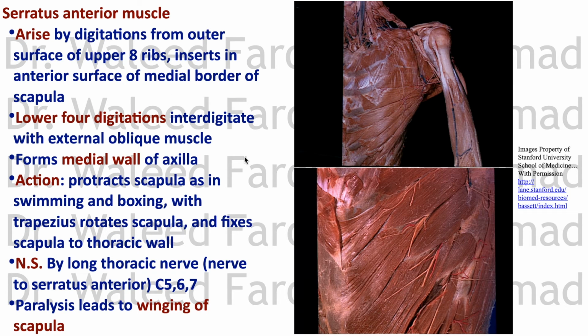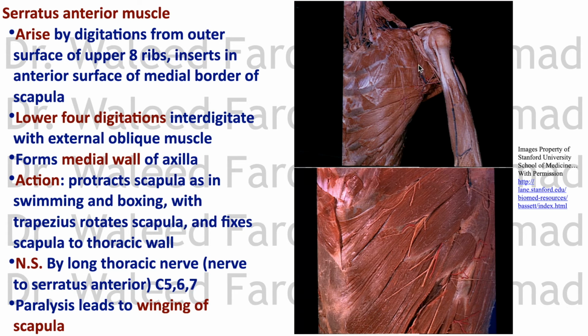Serratus anterior muscle. All this is the serratus anterior muscle. It arises by digitations from the outer surface of the upper 8 ribs and inserts into the anterior surface of the medial border of the scapula. The lower 4 digitations interdigitate with the digitations of the external oblique. See, this is the external oblique digitations, and this is the serratus anterior digitations. It forms the medial wall of the axilla. The medial wall of the axilla is formed by the serratus anterior.